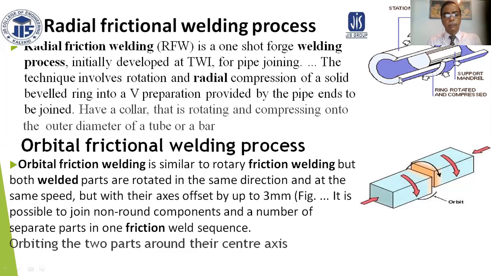Orbital friction welding is another frictional welding process. It is similar to rotary friction welding, but both welded parts are rotating in the same direction and at the same speed, with their axes offset by up to 3 millimeters. This is the offset, 3 millimeters, in the figure. It is possible to join non-round components and a number of separate parts in one friction weld sequence, orbiting the two parts around their central axis.